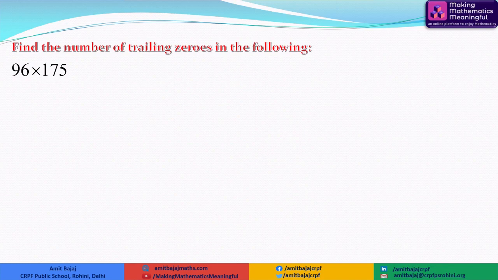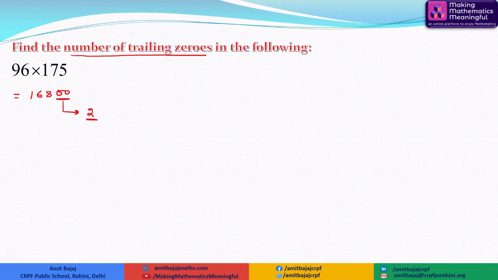Let us begin with a very simple problem. Given 96 into 175. One of the methods is we multiply them together and we observe that it is 16,800. So the number of trailing zeros simply refers to the two zeros which are at the end of this product. So our answer will be 2. So the total number of trailing zeros is 2.